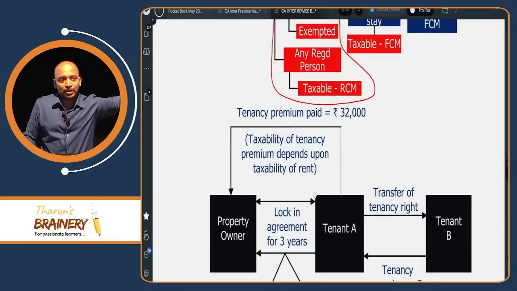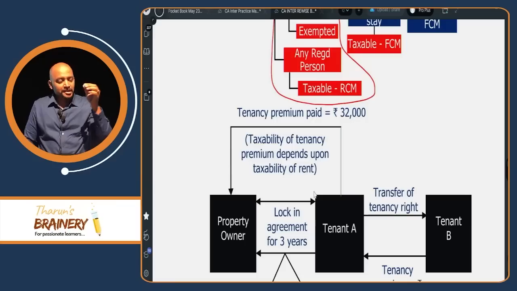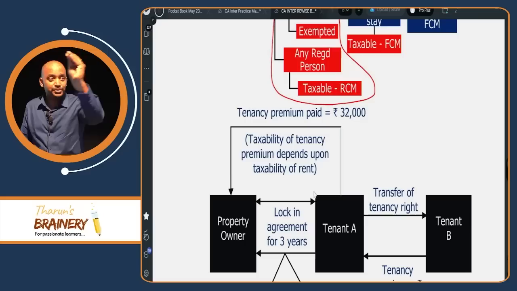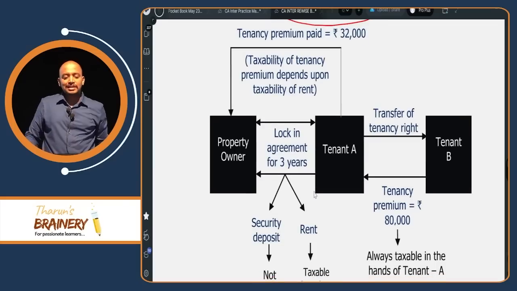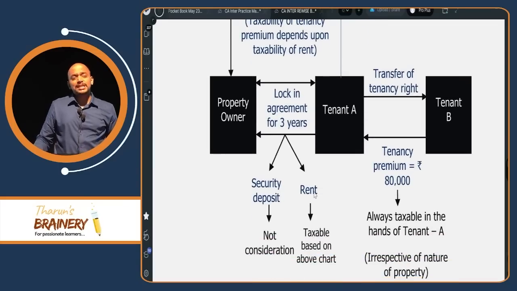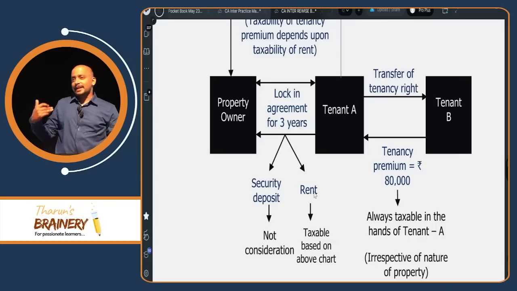Generally rent will be taxable, correct? Only one place it is exempted. What is that? Renting of residential property for residential purpose to an unregistered person is the only exemption. Otherwise it will always be taxable. Then, who is having control over the property? Tenant A. Now tenant A doesn't want to stay in that property.